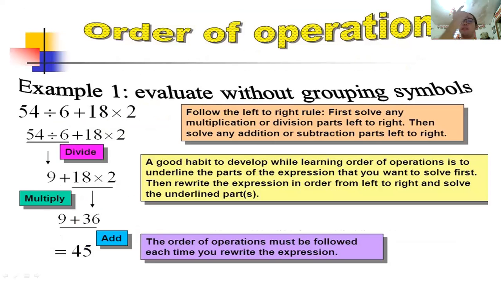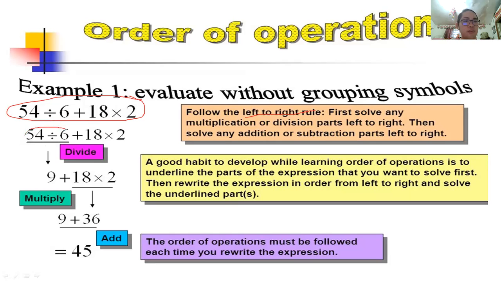Now let's try to apply it. Given the problem, I'll just highlight it. We're going to evaluate without grouping symbols: 54 divided by 6 plus 18 times 2. How will we do it? Step number 1: can you see a parenthesis? There's none. So follow step number 2, the left to right rule. Please do not forget, follow the left to right rule. First, solve any multiplication or division parts from left to right, then solve any addition or subtraction parts from left to right. So let's do it.